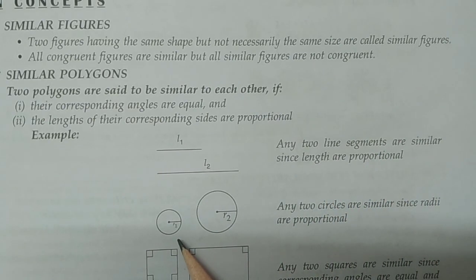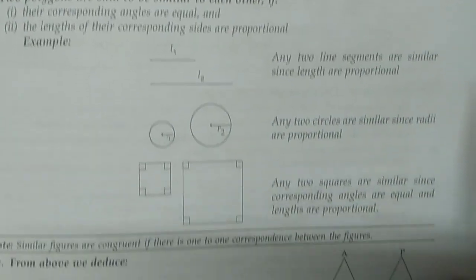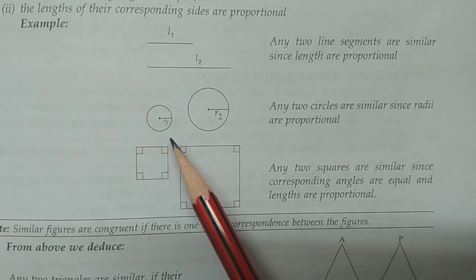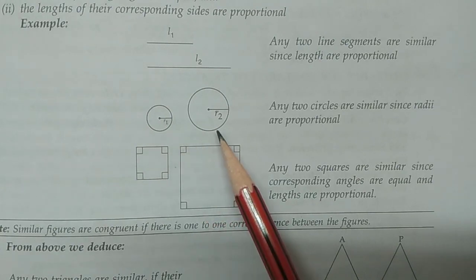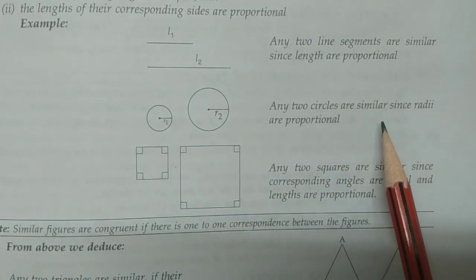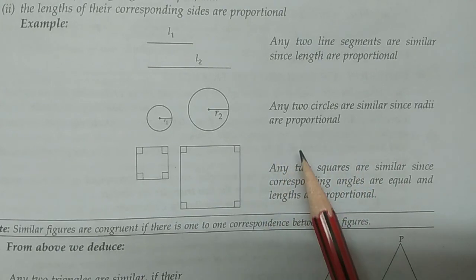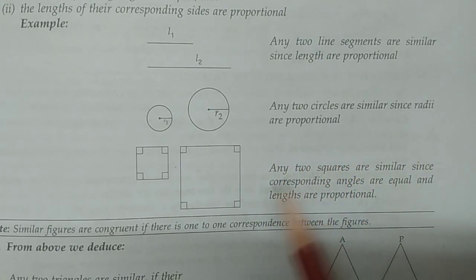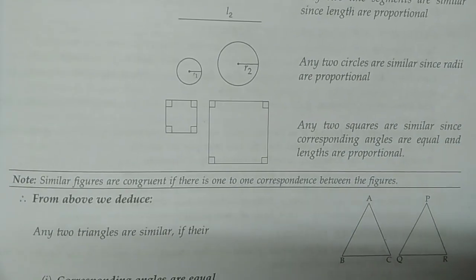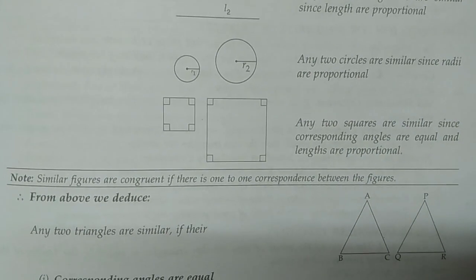And you can see here a small circle and a big circle, with radii r1 and r2. So any two circles are similar since radii are proportional. Now next, you can see this is a small square and this is a square, both are squares. Any two squares are similar since the corresponding angles are equal and lengths are proportional. So we have completed all these things. Now next we start from here.